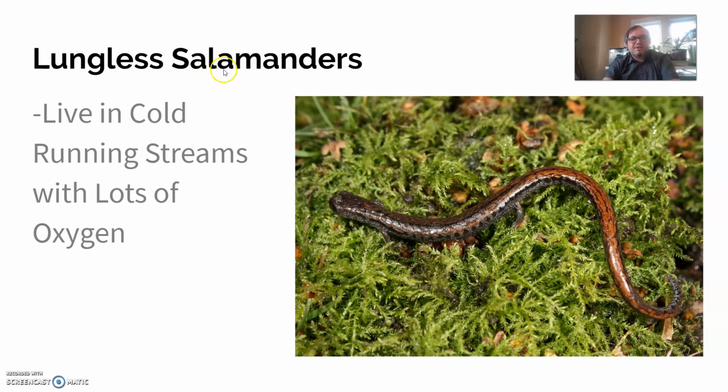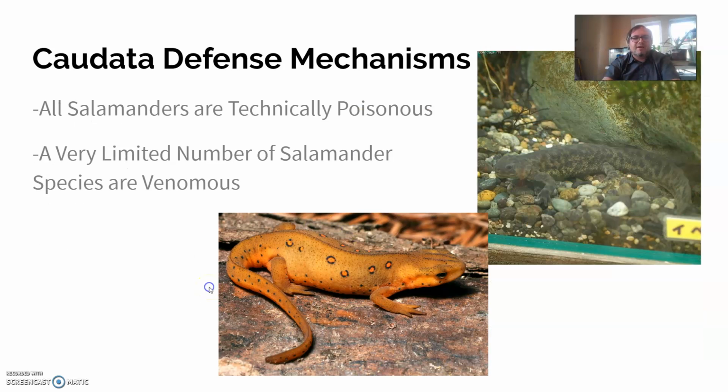There are some species of lungless salamanders. These only can breathe through their skins. They literally have no lungs inside of their body. So they live in cold running streams with lots of oxygen present in them. They're going to have a better chance to absorb that oxygen from the water.